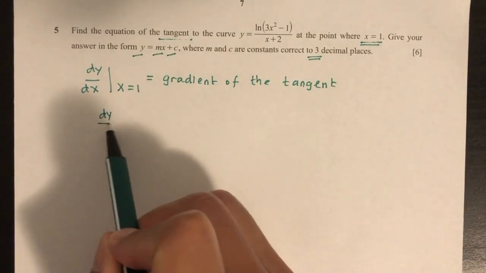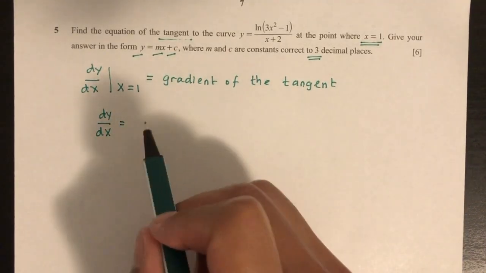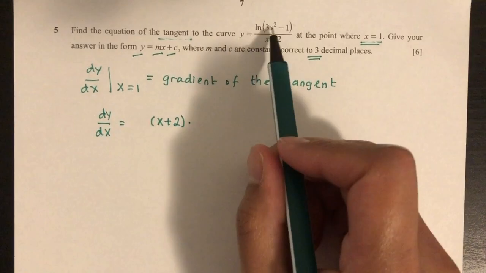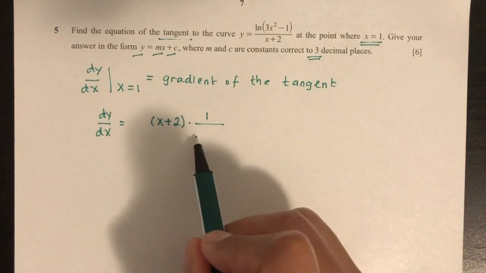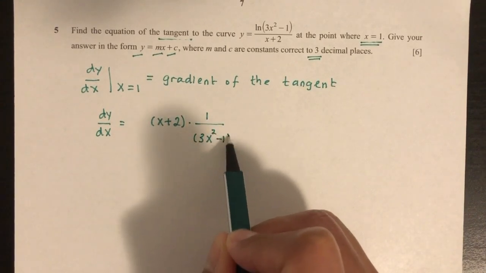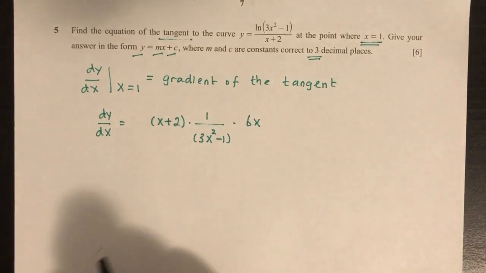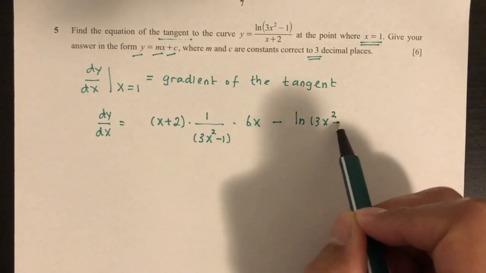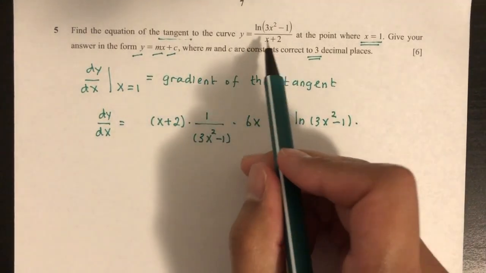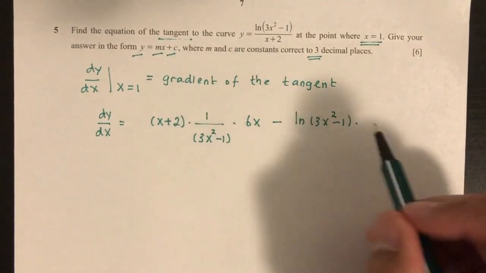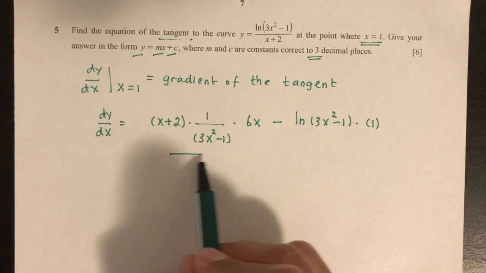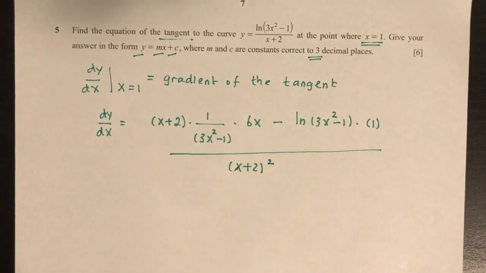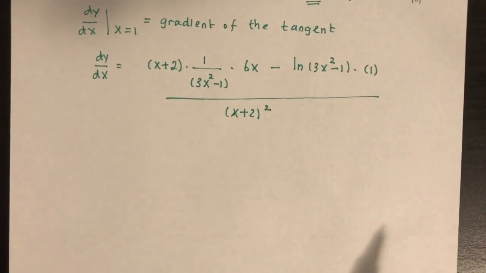So dy by dx is equal to, so you will have x plus 2. Then you have to differentiate this one. That will be 1 over 3x squared minus 1 times 6x, minus this one remain the same, and then multiply by the differentiation of the base. That will be 1, and everything divided by the denominator squared. So let's simplify. We'll see what we have.